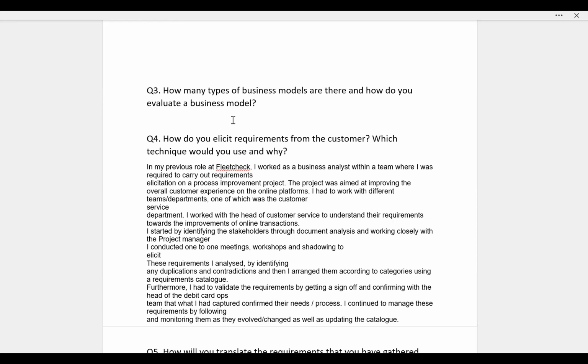Like subscription based model, click and mortar model. If you search on the internet, you will get the types of business model. And how do you evaluate a business model? You try to find out how your business model is going to cater to the customer requirement, how you're going to distribute your products, and how you're going to generate revenue, or in the sense of profit. So these are the things that you evaluate in a business model.